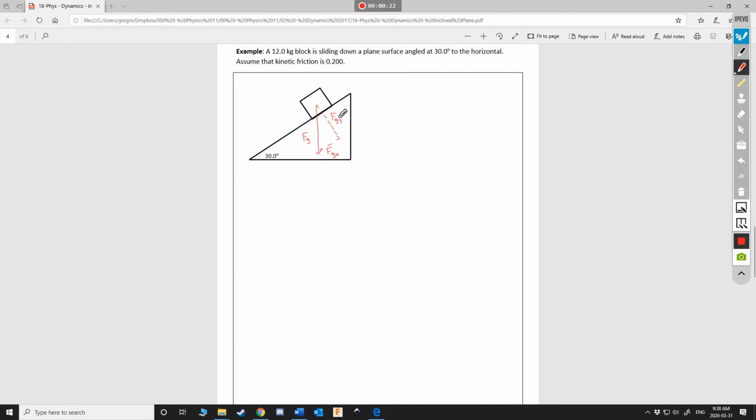What we need to make sure we understand is that Fgy and Fgx are not forces in themselves, they are components of the force of gravity. We have the normal force and we have the friction force.